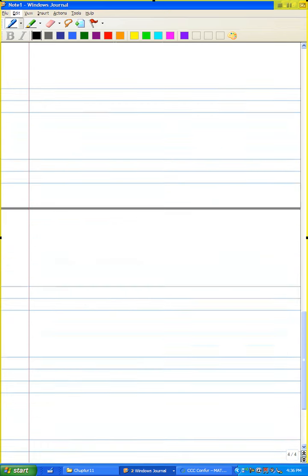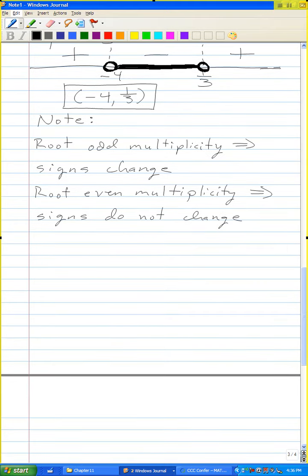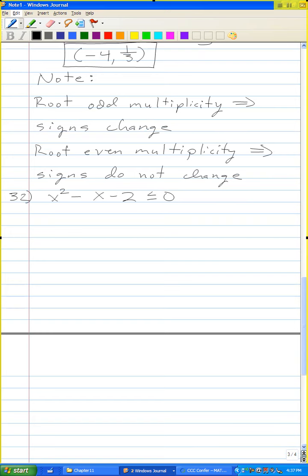Okay, so let's do problem number 32. x squared minus x minus 2 less than or equal to 0. In exercises 30 through 56, solve the inequality and graph the solution. So let's do that. It's in standard form, but I want it in factored form. Let's factor this. It's a nice monic polynomial.